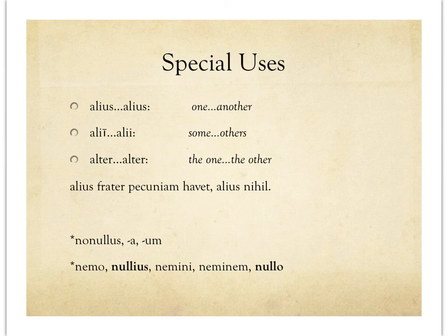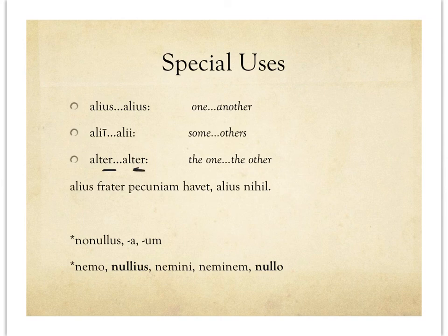But we do have a couple of special uses. So alius can be used in a pair to mean one and another. So we can say one, another. Alii in the plural would mean some and others. And alter would mean the one, the other, right? Because this is one of these ER forms, so we're talking about two alternatives only.